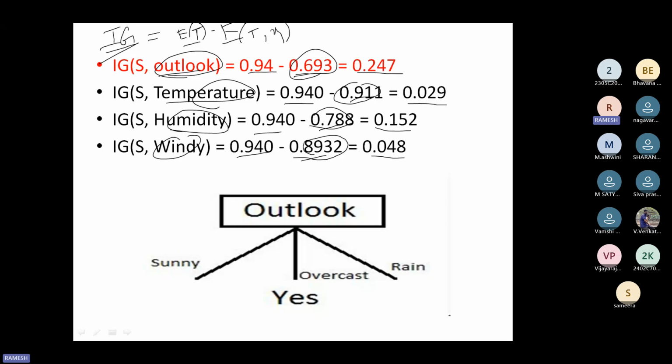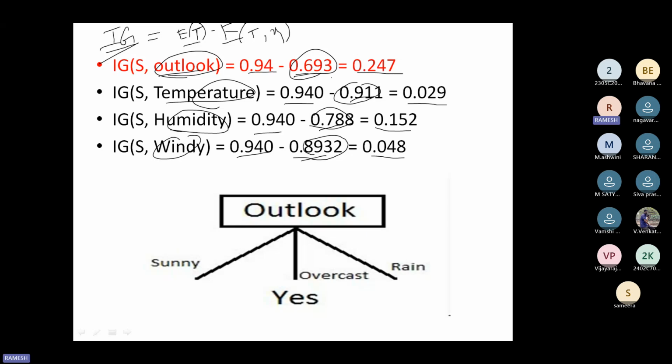We have taken all the columns with respect to the target variable. Which column maintained a good relationship? All the columns are maintaining a good relationship, but which column is maintaining the highest one? That is called the information gain.